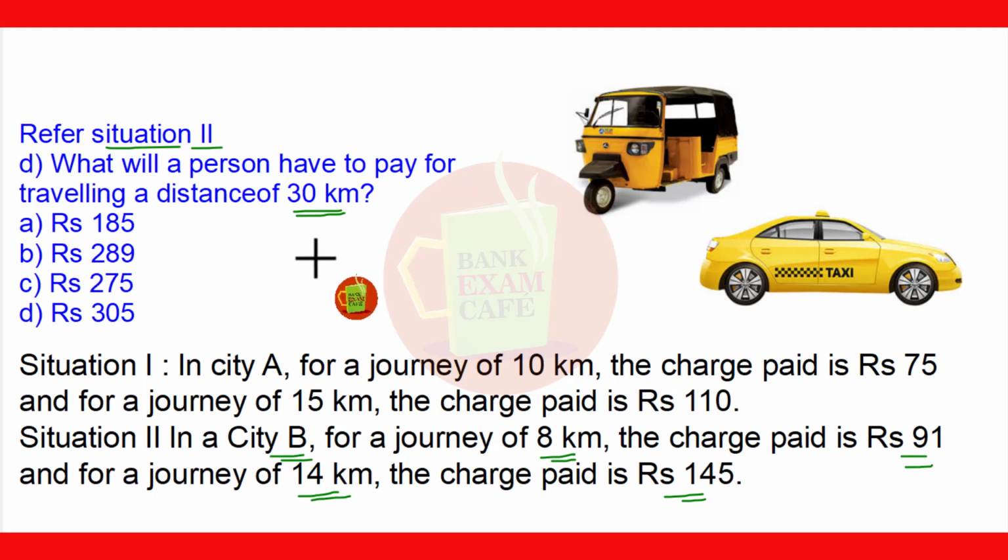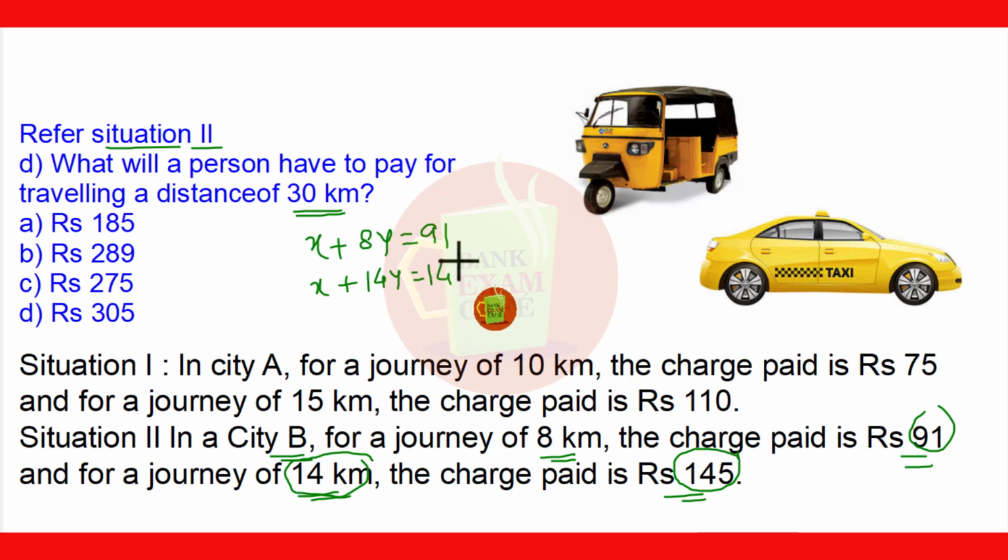So the first equation will be what? x will be the fixed charge plus running charge. For 8 kilometers, the running charge will be 8 into y, that is 8y. And this total charge is 91 rupees. The second equation will be what? For 14 kilometers, the fixed charge will be x plus the running charge of 14 kilometers will be 14y, and that is equal to the total, 145.